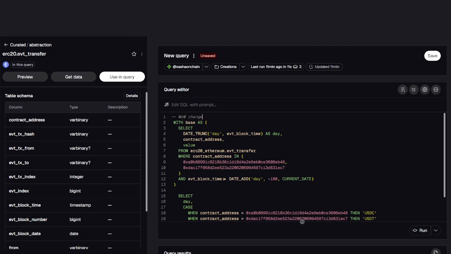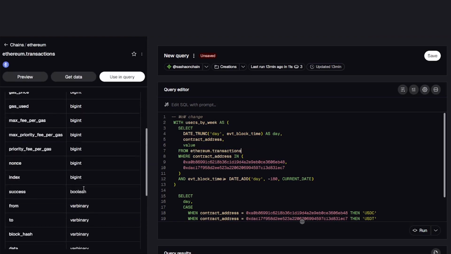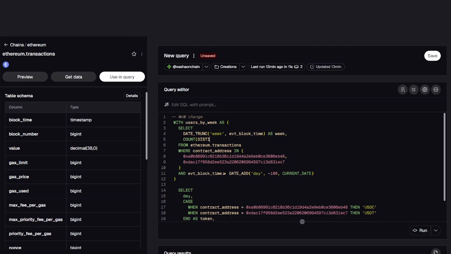Now we move from transfers to users, we switch the dataset slightly. Instead of token transfers, we look at Ethereum transactions going to USDC. And we count unique senders per week, so now we are measuring active users, not flows. Then we calculate week-over-week change. Why? Because raw user count alone is not enough. We want to see acceleration or slowdown.